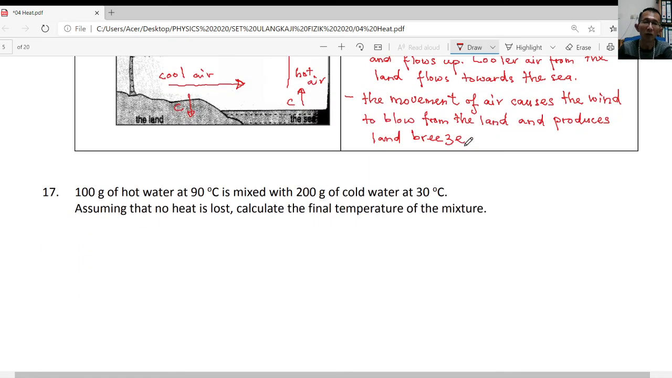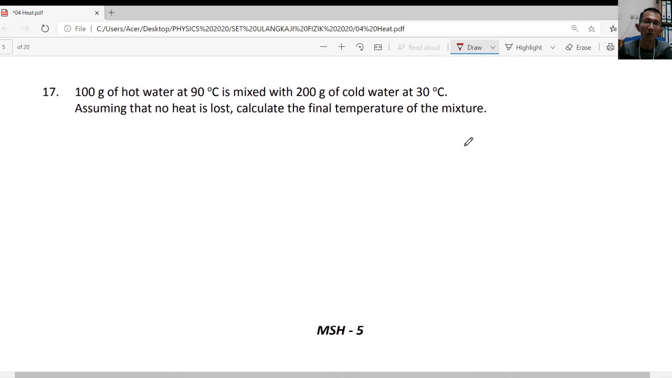Okay, let's move to question number 17. Now I have 100 grams of hot water at 90 degrees Celsius mixed with 200 grams of cold water at 30 degrees Celsius. Assuming that no heat is lost, calculate the final temperature of the mixture. Okay, no big deal. So here, what do I have?